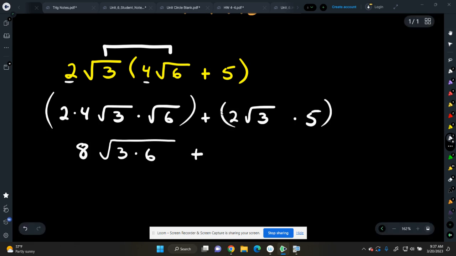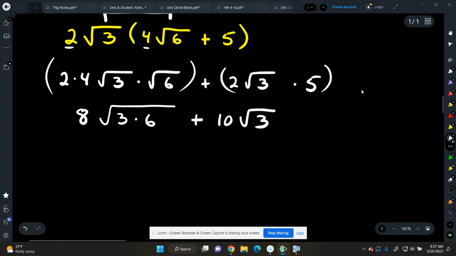How about over here? We've got 2 square root of 3 times 5. What's that going to give us? 10 square root of 3. Good. Okay. Everybody with me? Okay, so now I'm going to rewrite this as 8 square root of 3 times 6 is 3 times 2.